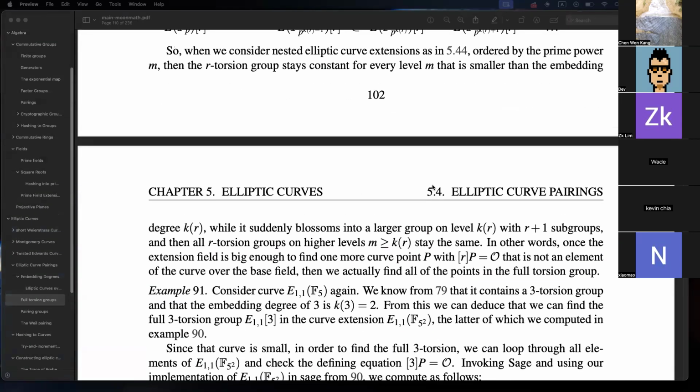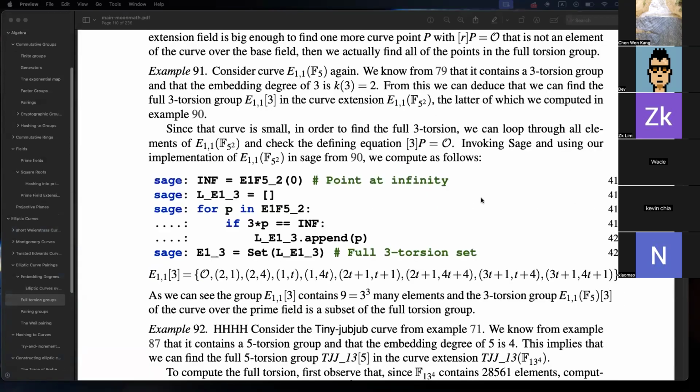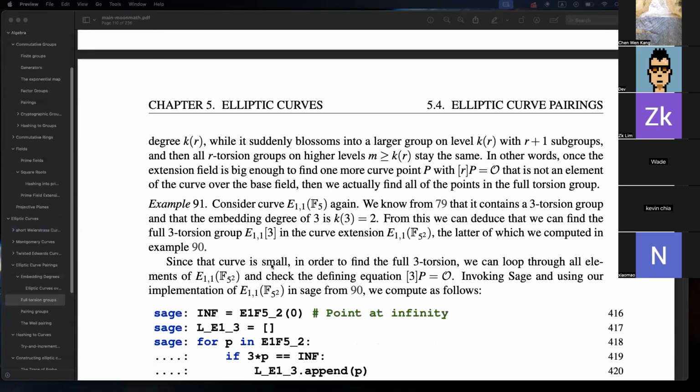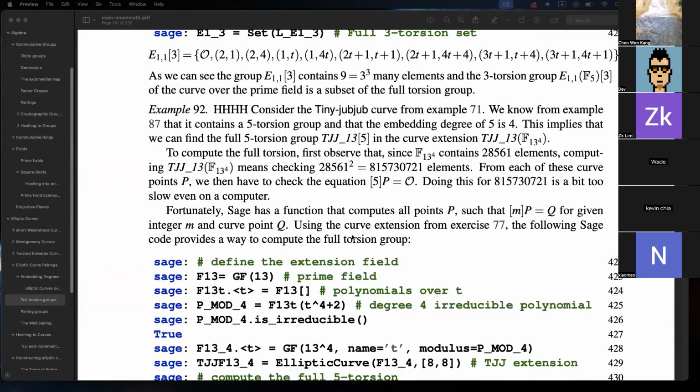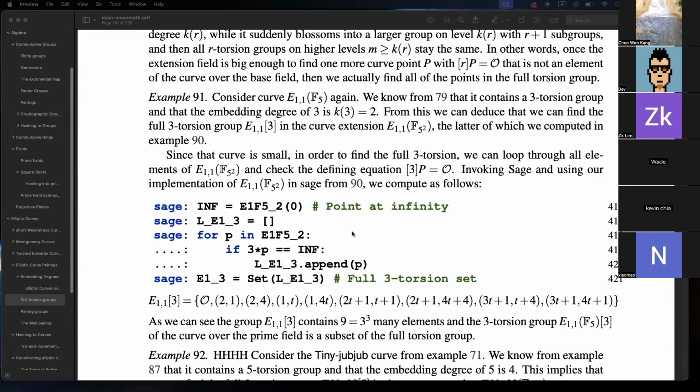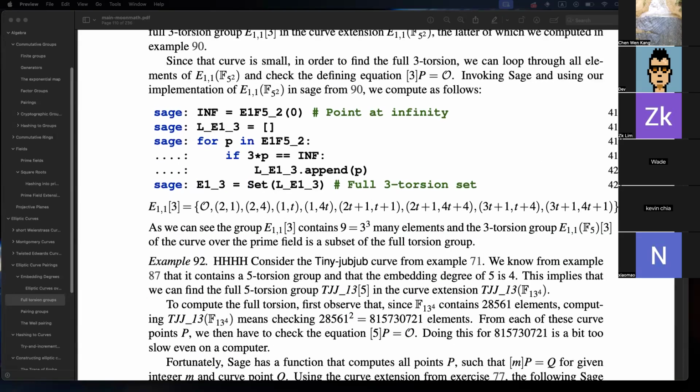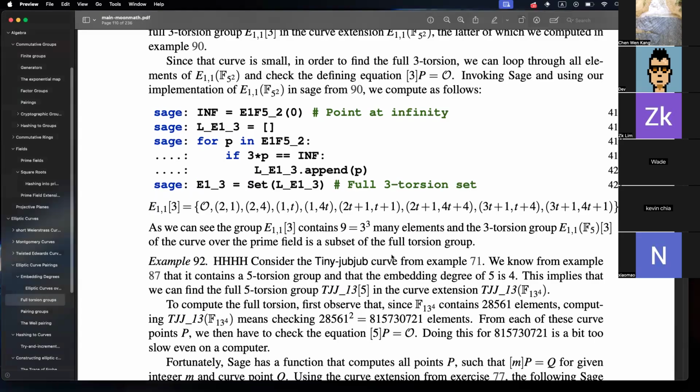Yeah, so what does full mean here? Let me find an example. Is it this? No. Let me see if I can find another example. R torsion, give me a moment. I don't have an example here.